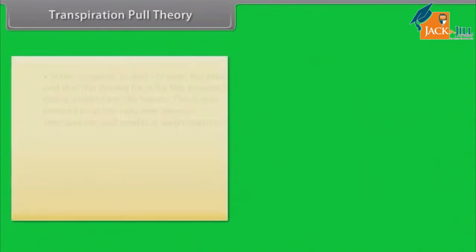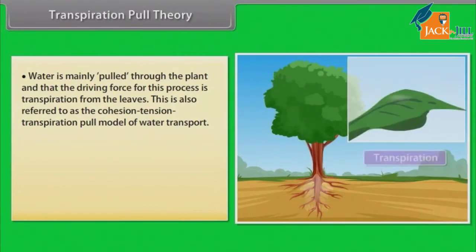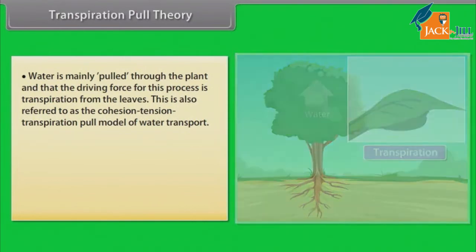Transpiration pull theory. In transpiration pull theory, most researchers agree that water is mainly pulled through the plant and that the driving force for this process is transpiration from the leaves. This is also referred to as the cohesion-tension transpiration pull model of water transport.